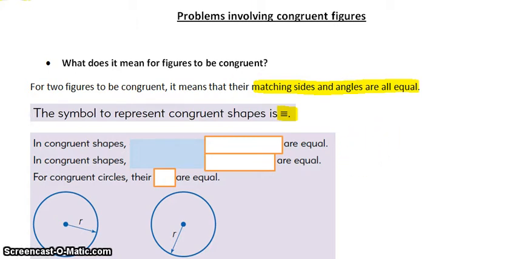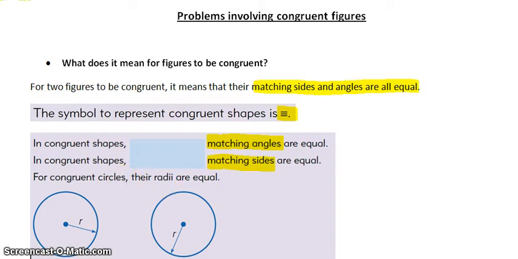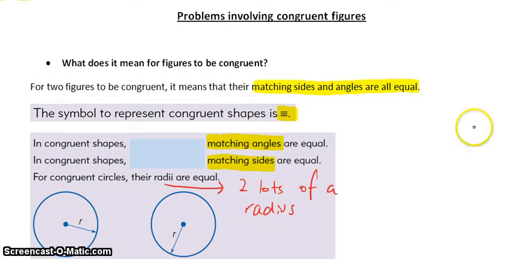So there are some important things to remember about congruent shapes. In summary, with congruent shapes, their matching angles are equal and also their matching sides are equal. That's really important to remember. If we're thinking about other kinds of 2D figures, like congruent circles, then that would mean that their radii have to be equal. Remember, radii is just a name for two lots of a radius. You can see a radius here and here, which means they're radii.